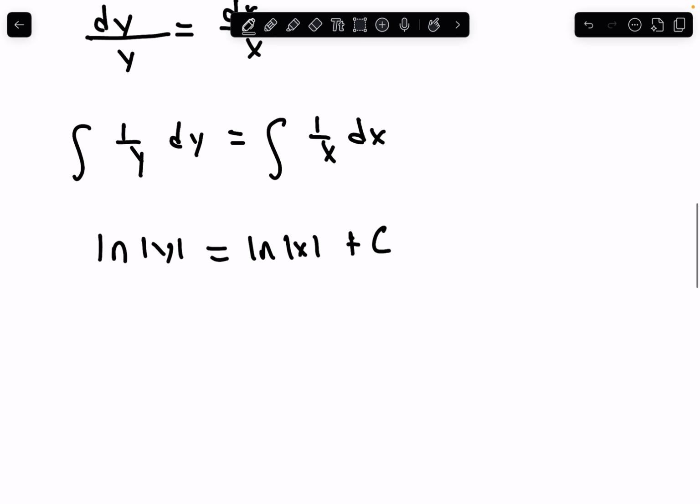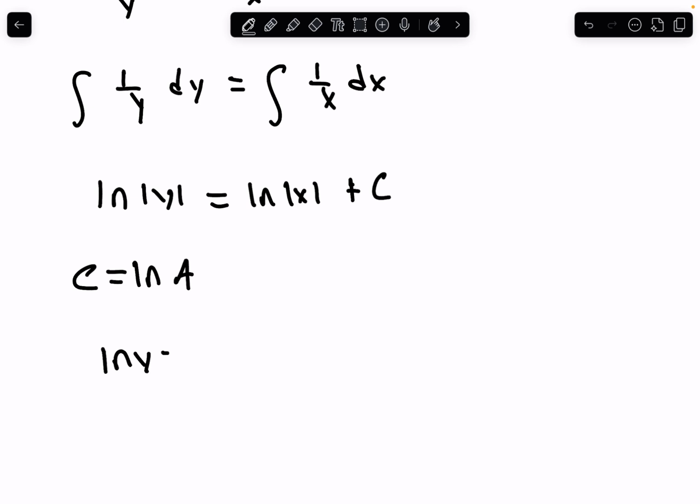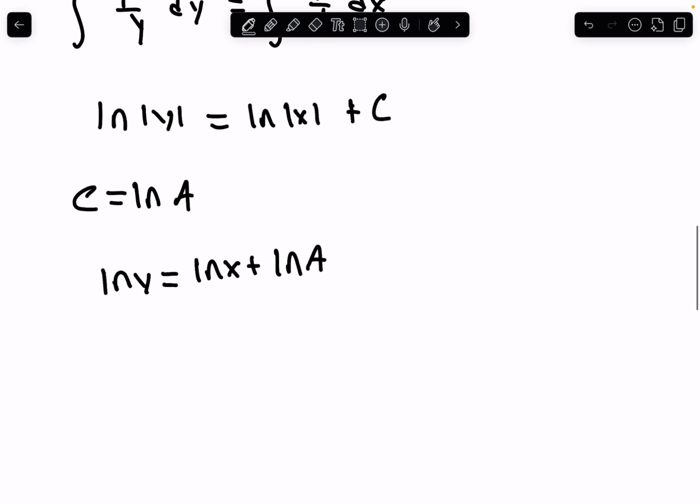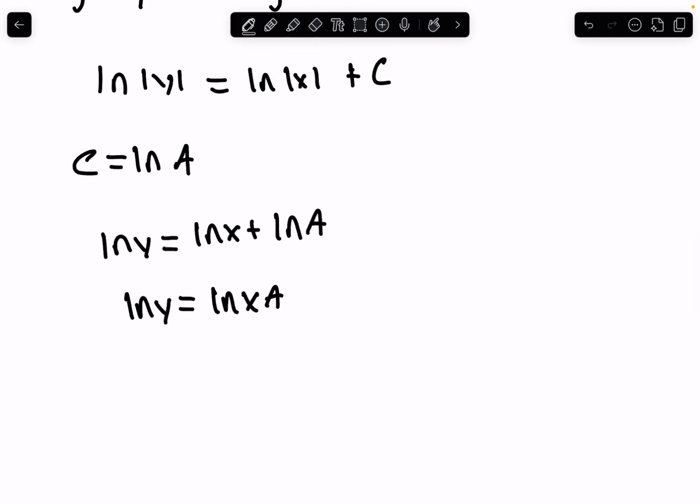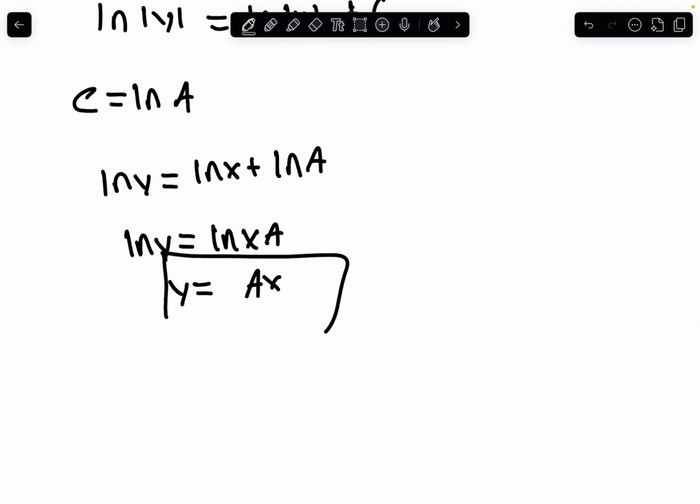Well, actually, in differential equations, you are open to manipulate c as you want. So we can say that c equals ln some other constant a. So now we have ln y equals ln x plus ln a. And we know that ln y now will be equal to ln xa. And now we eliminate ln. So y equals x multiplied by some constant a, ax. Let's say y equals ax. And this is a general solution to our separable differential equation.